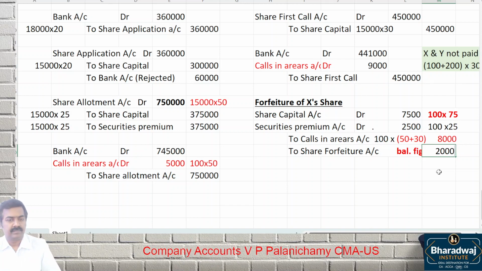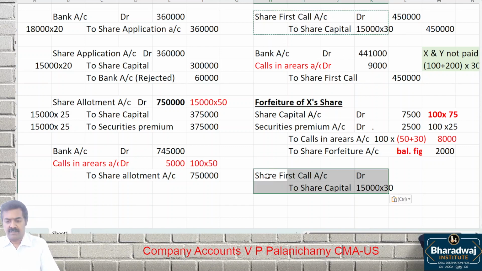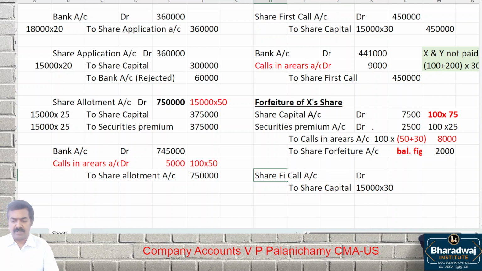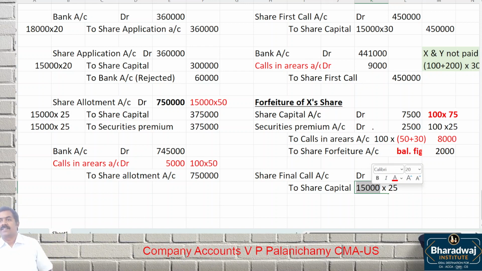Shall we? Can you give me the entry for share final call? Share final call account debit to which account? Share capital account. Can you tell me the amount? Will you put 15,000 into the final call money? Can you put 25? No. Before final call itself, we cancelled how many shares? Before final call, 100 shares were cancelled.